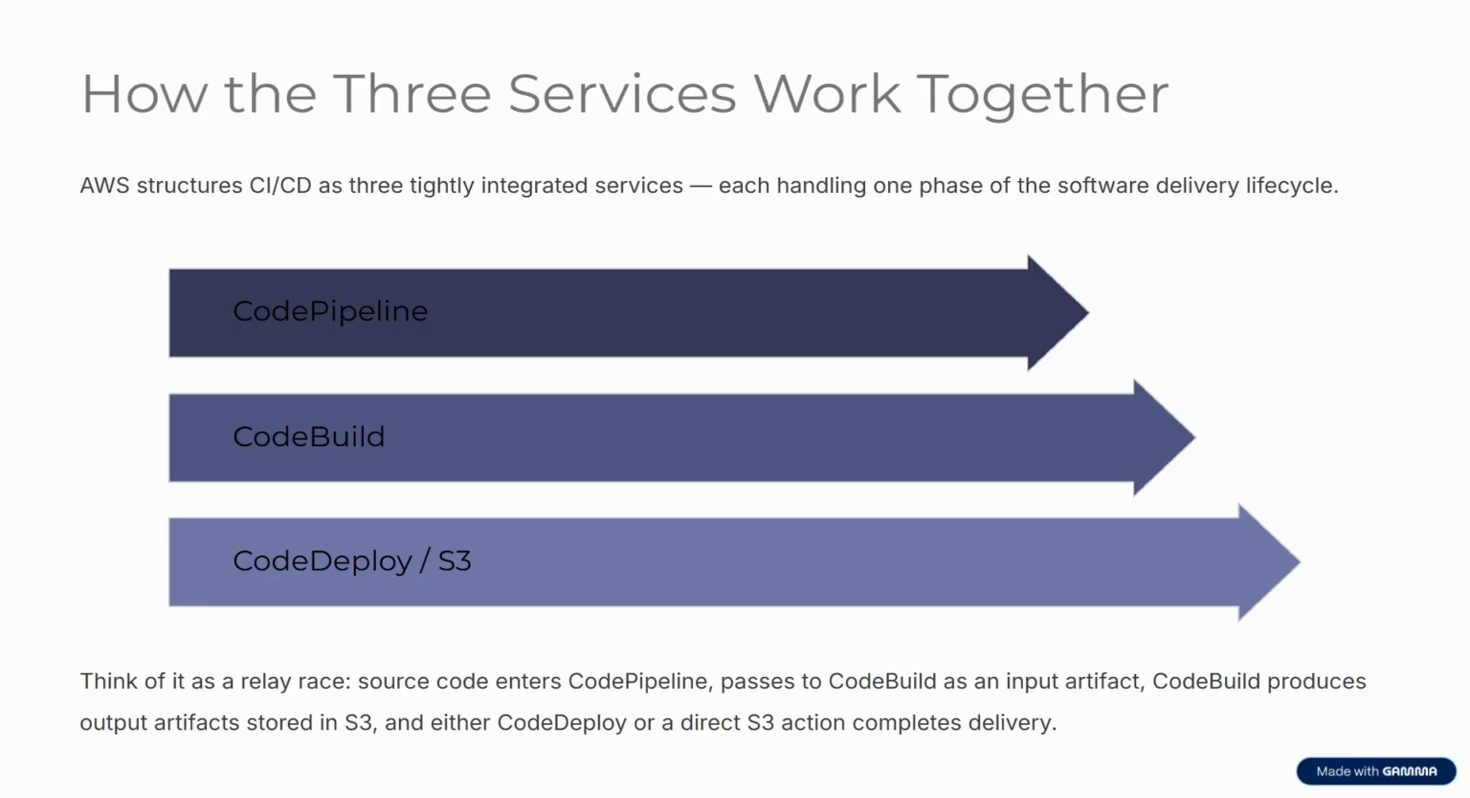First, to understand AWS CI/CD, it helps to think of these tools as a relay race. Code Pipeline is the service that controls the overall workflow. It takes in source code changes and moves them through each stage. Code Build handles the build process by compiling code, running scripts, and creating artifacts. Then Code Deploy, or in some cases S3, handles delivery to the final environment. Together, these services automate the path from code commit to deployment.